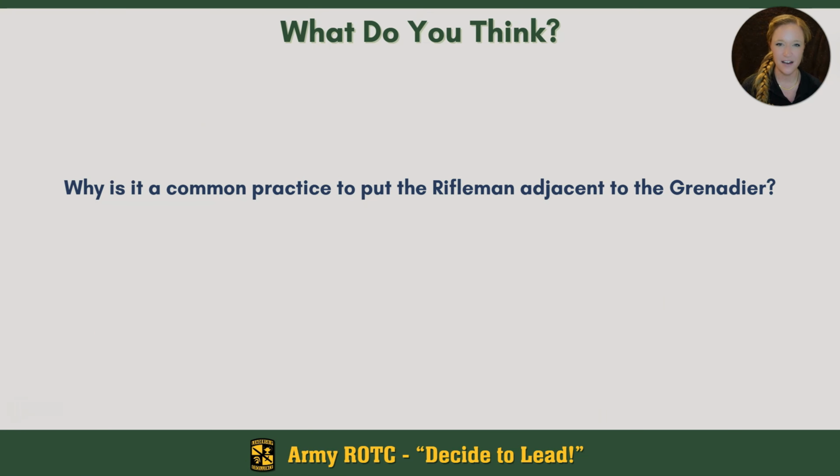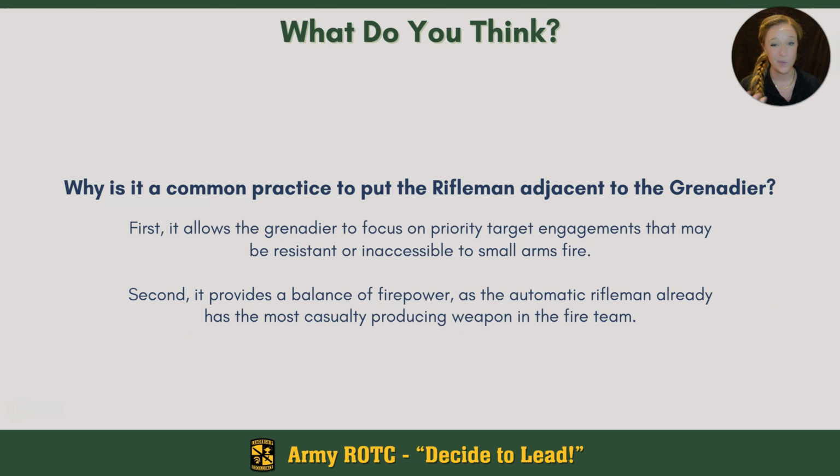Why do you think it's common to keep the rifleman adjacent to that grenadier? Well, because if the grenadier is stuck using their grenades, then they don't have a more accurate form of fire. So that rifleman can then take that on for them, if that makes sense. If they're shooting grenades into dead space, there's somebody real close to them that can use ball ammo, your rifle. So doing this allows your grenadier to focus on their priority target engagements that might be inaccessible to that direct fire. And also, it supports this idea of a balance of firepower.